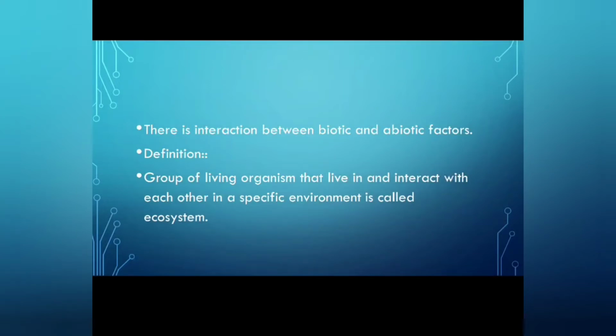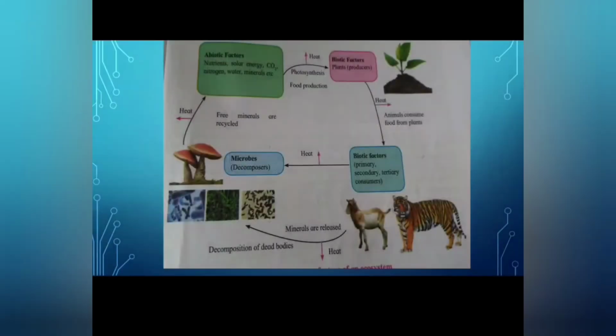There is always interaction between biotic and abiotic factors. So let us see the definition of an ecosystem. A group of living organisms that live in and interact with each other in a specific environment is called an ecosystem. Here you find a picture showing the interaction between biotic and abiotic factors. Various abiotic factors are shown.